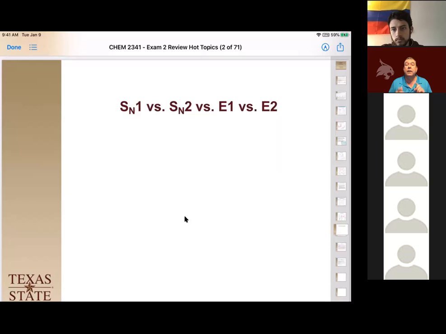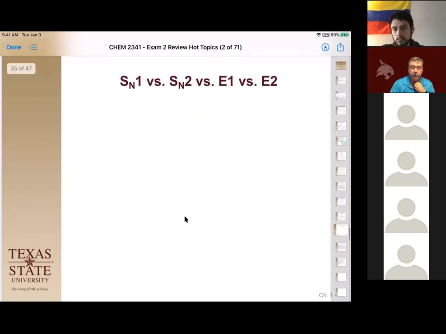SN2 and E2, the difference is, do I have a good nucleophile? That's the first thing. If I have a good nucleophile, now is it a good base or not? If it's a poor base but good nucleophile, think substitution. If it's also a good base or a strong base, start thinking elimination. So that's the general place to start.